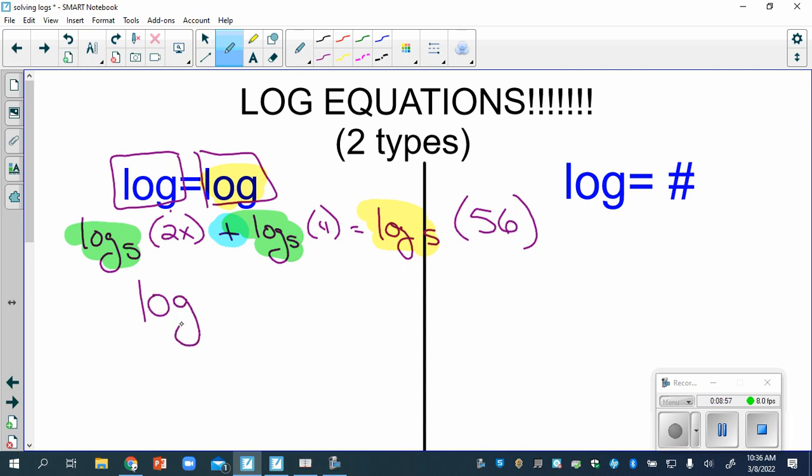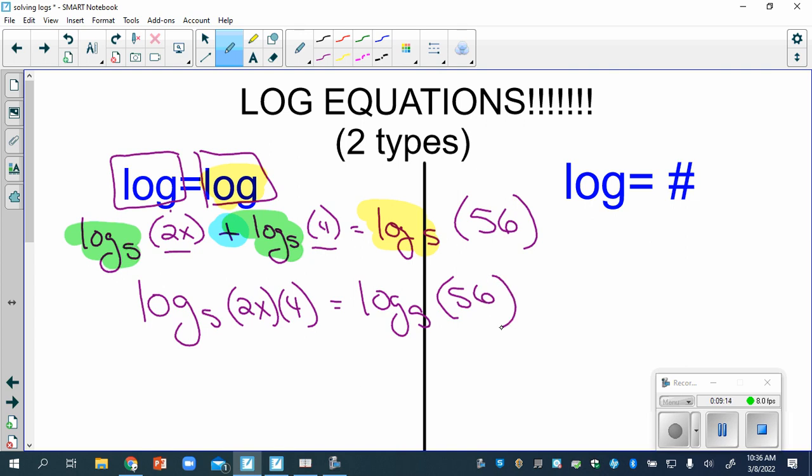So we're going to say log 5, and then I'm going to squish these 2 guys together, 2x and 4, equals log 5, 56. Now I have 1 on one side, 1 on the other. Now I can cancel them. So we're going to get 2x times 4. How about I make that 8x? 8x equals 56. I got x equals 7. How did I do on that? Are we okay on that?